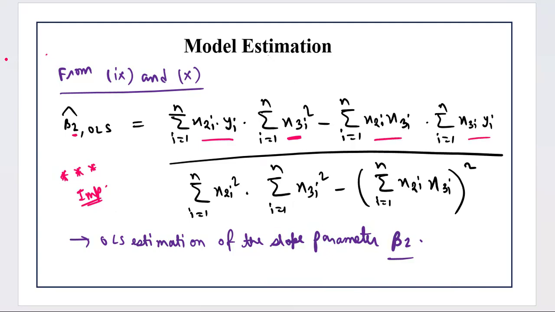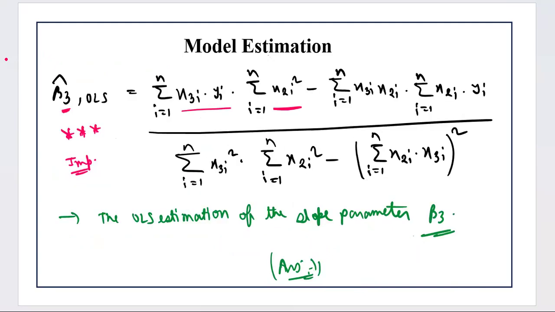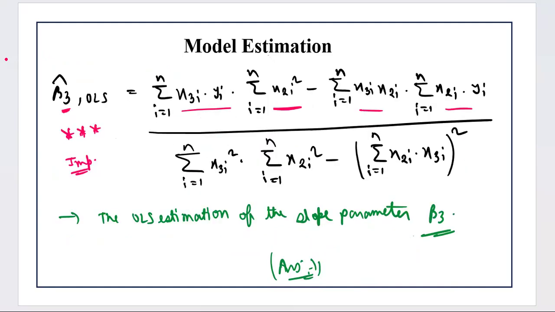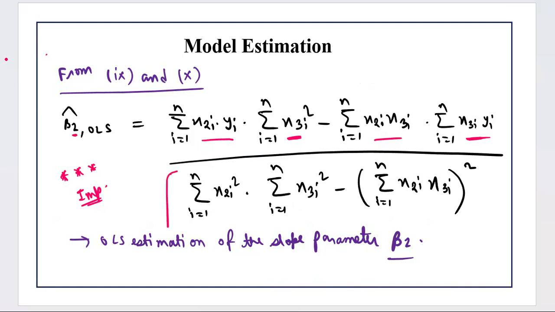So only the suffix 2 and 3 are getting interchanged, nothing else. Similarly, for these three things also, you can find your way of remembering this. Here you have x3i x2i, here also you have x3i x2i. And here you have x3i and here you have x2i, right? So you have to find your own way of remembering the numerator, because in the denominator you don't have to remember anything. They are the same, right? So only the numerator part you have to remember.